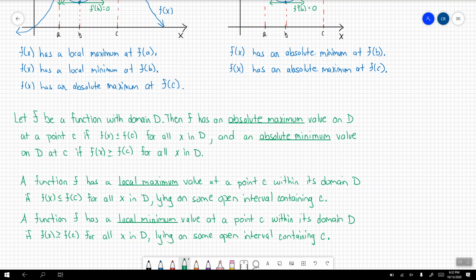Also, for the absolute minimum, we can have an absolute minimum value on a domain D at a point c if all of your function outputs are greater than or equal to the function output for f of c. And this has to work for all of the x in the domain D.